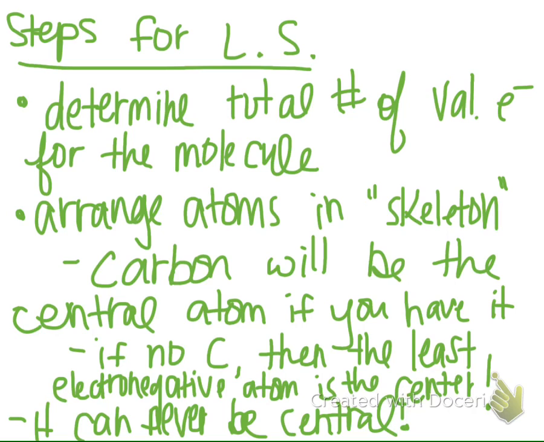Why do you think that is? Yeah, it only has 1 valence electron. Is that what you're going to say, Carson? It only has 1 valence electron, so we can only ever bond with one thing. Why would you want to put that in the middle if you can only ever bond it with one thing? No, it doesn't work. Hydrogens always go on the outside. All right, next.